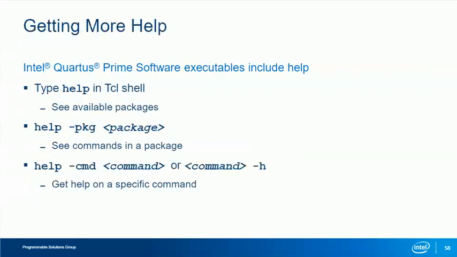The Intel Quartus Prime software command executables include built-in help. You can access these with the help command in an interactive shell or evaluate the help command directly with the Tcl eval option. If you type the help command by itself, you will see a list of loaded and available packages. If you type help with the package name as an argument, you will see all the commands available in that package. Lastly, if you type help -command followed by the name of the command, or if you execute a command with a -h argument, you'll get help on that specific command.